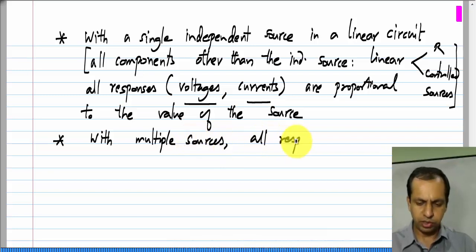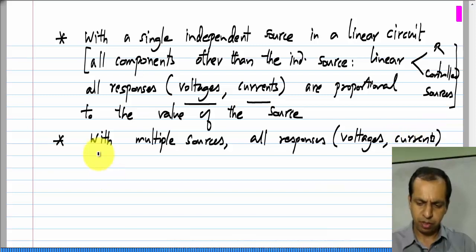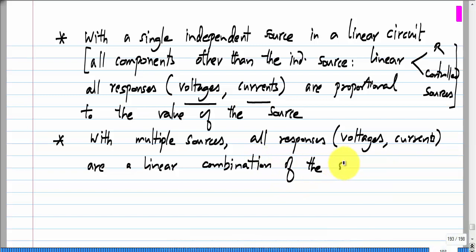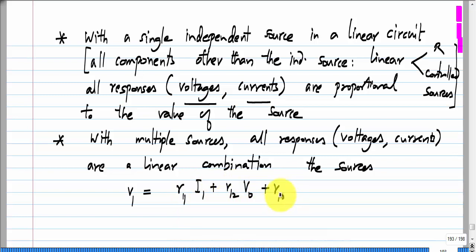all responses, that is whether they be voltages or currents, are a linear combination of the sources. If you take a particular variable node voltage V1, it will be R11 I1 plus R12 V0 plus R13 I2. The point is that it is a linear combination of I1, V0 and I2.